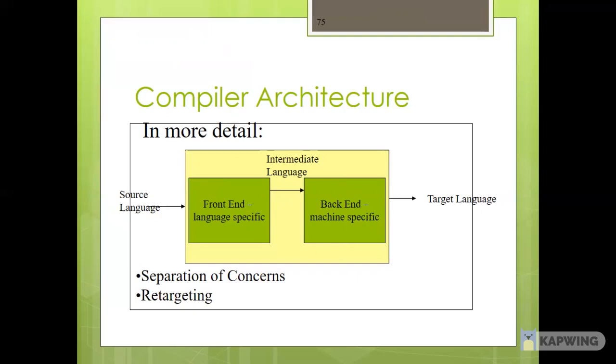Compilers and assemblers are two types of translators. A translator converts one form of program into another form, while a compiler converts high-level language to machine-level language, while an assembler converts assembly-level language programs to machine-level programs. Separation of concerns and retargeting.